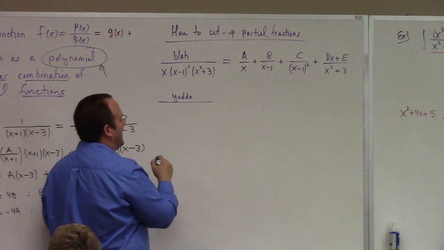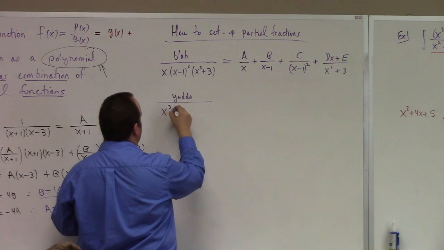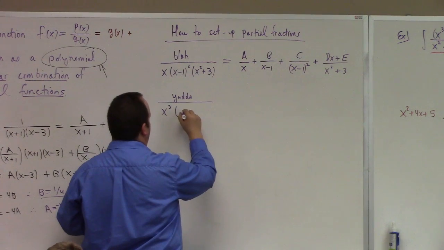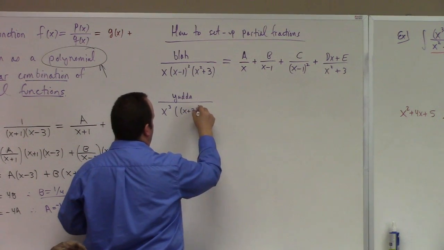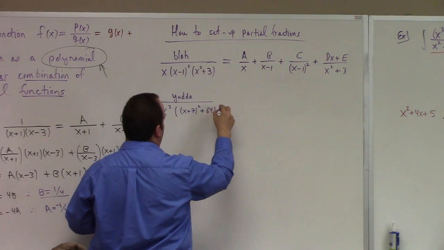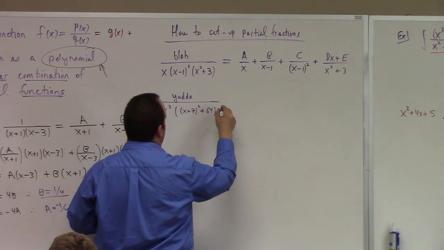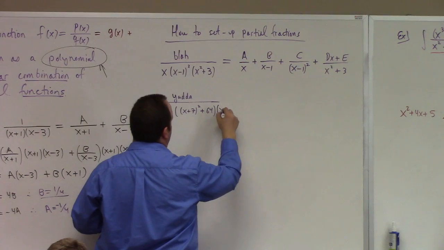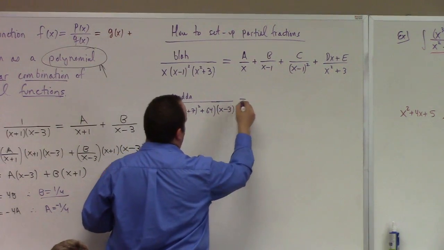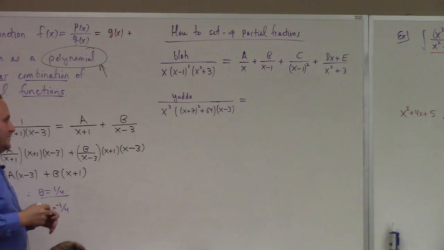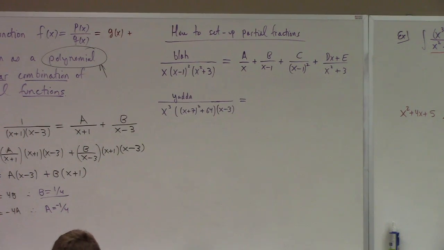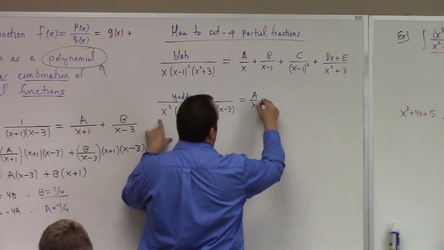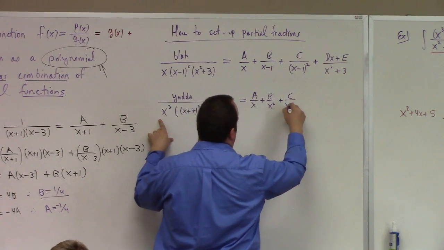Before you ask me questions, let me show you another example. If I had x cubed times x squared, let me complete the square already, like (x plus 7) squared plus 64, and then times (x minus 3). For example, the numerator can't be more than order 3, 5, 6. It has to be less than 6th order. Polynomial. But here we go. This would be A over x plus B over x squared plus C over x cubed.